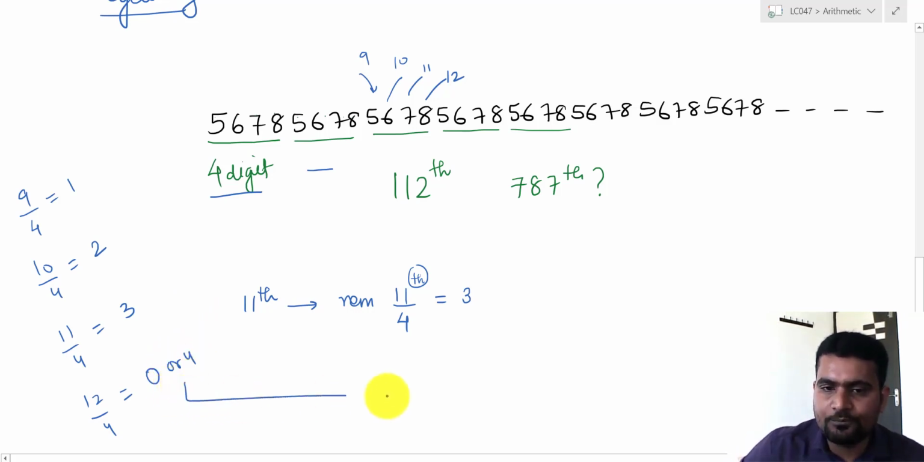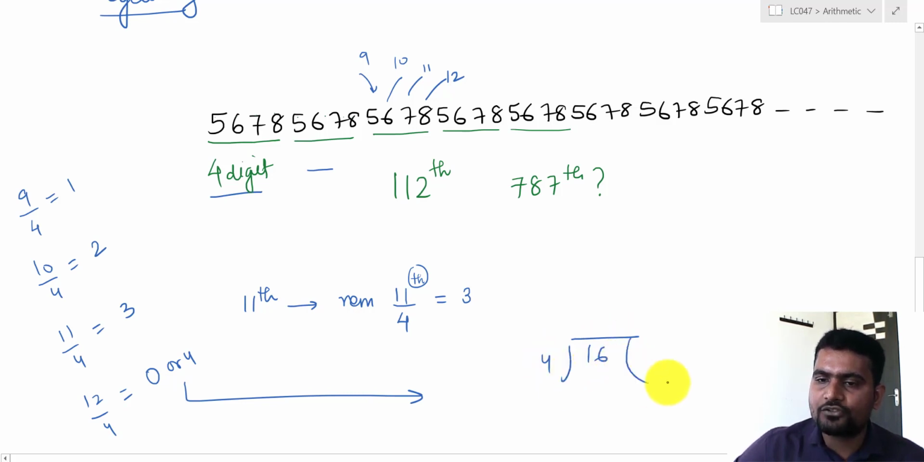Why am I saying or 4? If there is a number 16 and you divide by 4, one way is to say 4 fours are 16, so the remainder is 0. Another way is to say 4 threes are 12, and the remainder is 4. So one multiple less, I can say 0 or 4 is the remainder here.